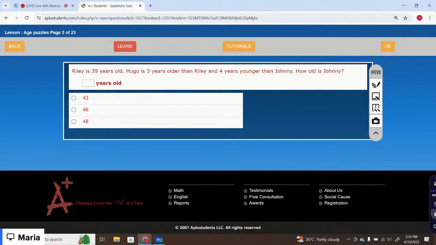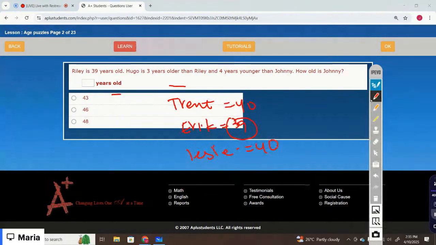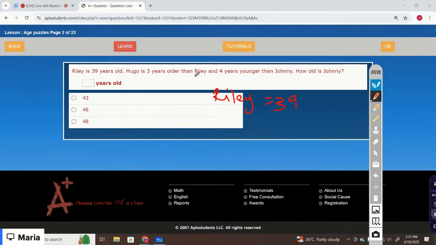Raleigh is 39 years old. Hugo is 3 years older than Raleigh and 4 years younger than Johnny. How old is Johnny? We need to find the age of Johnny, right? We are given Raleigh is 39. Start with the age of Raleigh, that is 39. Hugo is 3 years older than Raleigh, so you need to add 3 to Raleigh's age. So 42 years. And 4 years younger than Johnny.